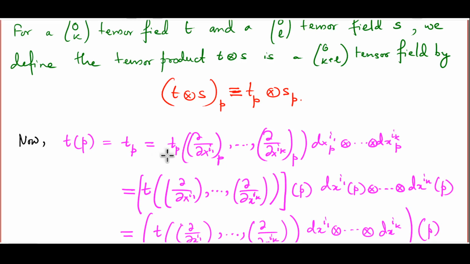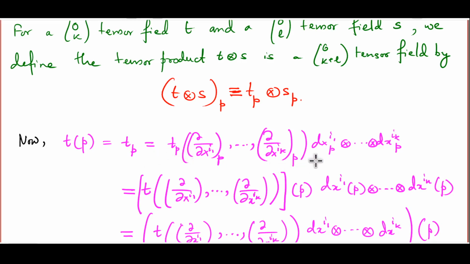If you apply T_p, the tensor at the point p, to the coordinate basis vectors ∂/∂x^i1, ∂/∂x^i2, and ∂/∂x^ik, each at the point p, you get a number. Of course, you get n to the k numbers. You take this particular linear combination of the tensor products of the dx^i1|_p through dx^ik|_p with these coefficients, that actually is the same as T_p. We had already established this in the last lecture.